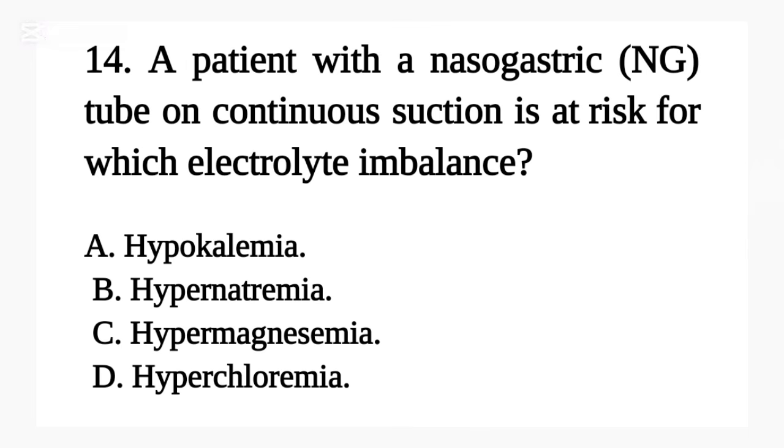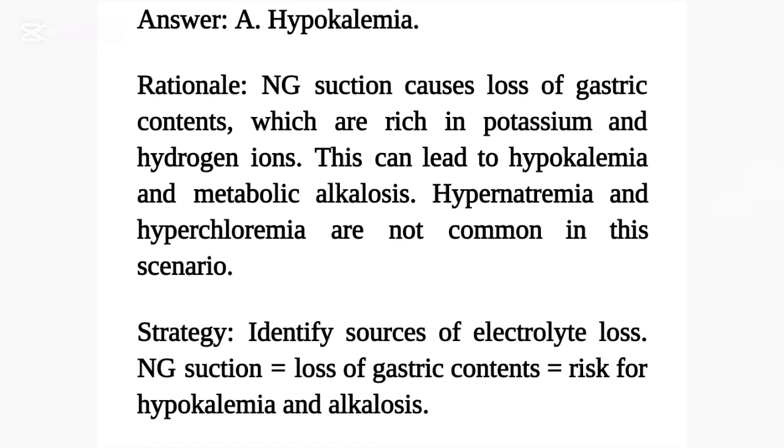14. A patient with a nasogastric NG tube on continuous suction is at risk for which electrolyte imbalance? A. Hypokalemia. B. Hypernatremia. C. Hypermagnesemia. D. Hyperchloremia. Answer: A.